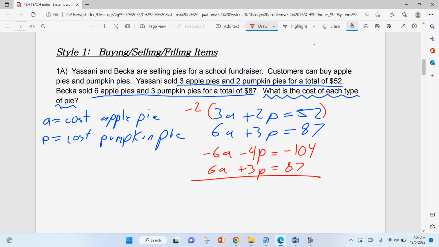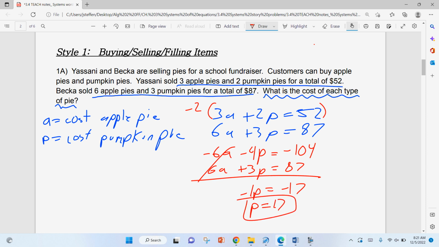So from here, combine your variables. Your a's cancel. I have -4 plus 3 is -1p. -104 plus 87 is -17. So my p is 17.